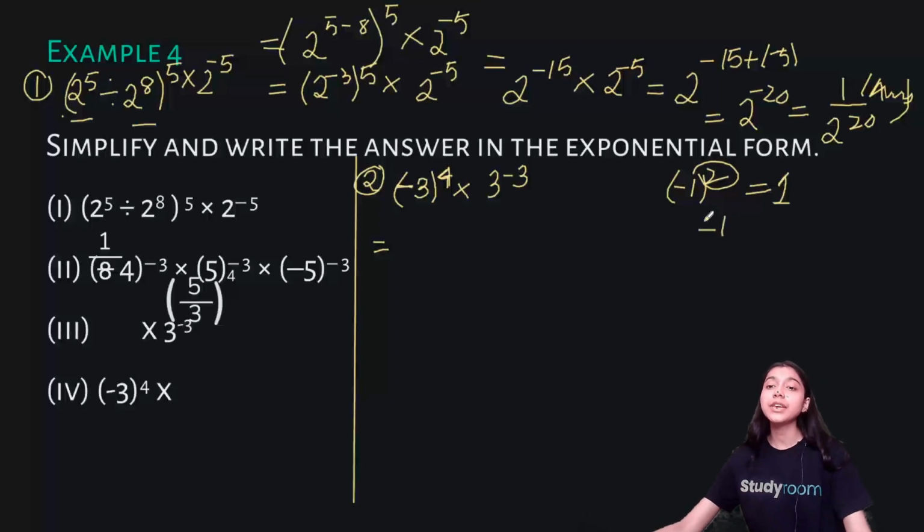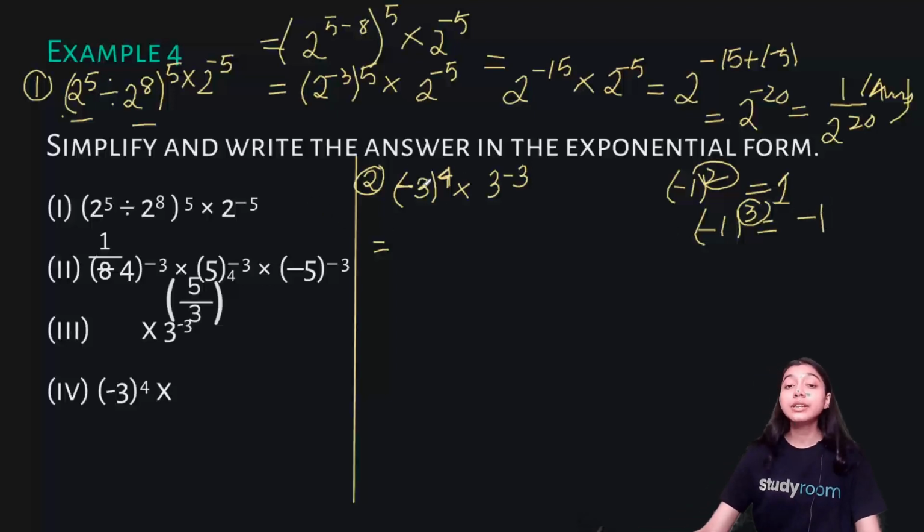But if we have minus 1 cube, what happens over here, when this power is an odd number, then this negative sign will be retained. So here the answer will be minus 1. So in this problem that we have, minus 3 to the power of 4, 4 is an even integer. So this minus sign will disappear and it will give us 3 to the power of 4. Why? Because 4 was an even integer. Had it been an odd integer, then the minus sign would have remained.